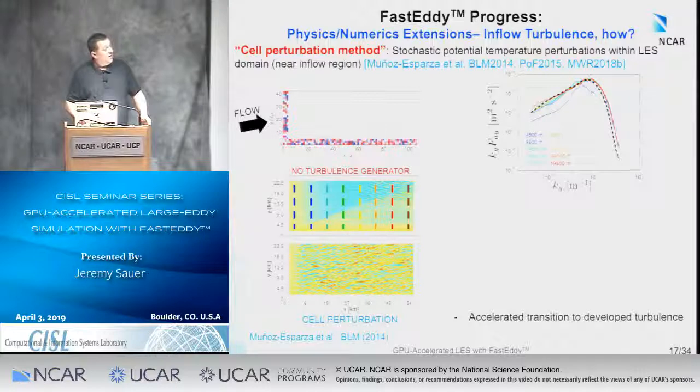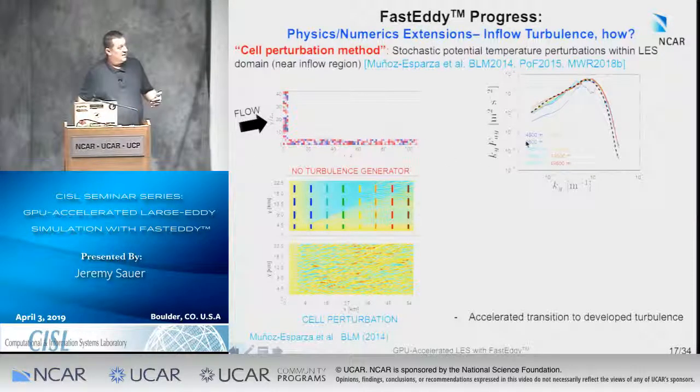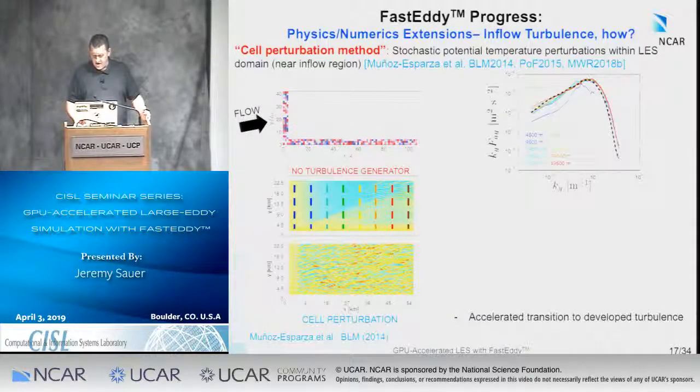So what we see here is the evidence that the cell perturbation method works so well. These lines on the left are showing, with increasing fetch, the color scale, and this is again the energy spectra. We can see that certainly by the third line in, the energy spectra looks the way it should relative to the periodic reference simulation. So you get this accelerated transition to develop turbulence.